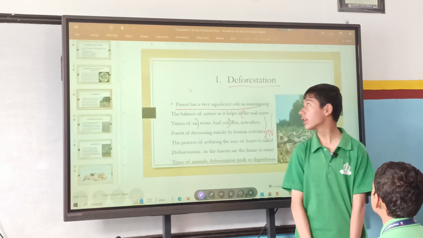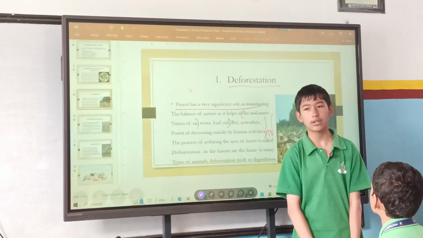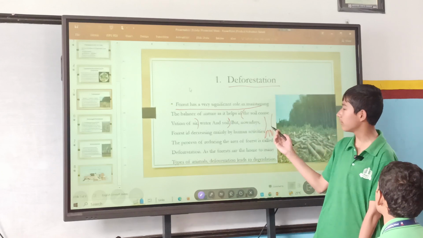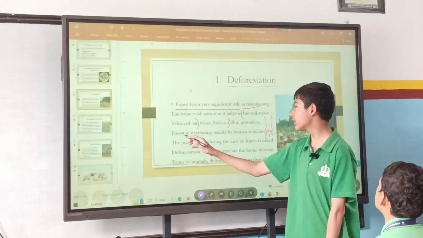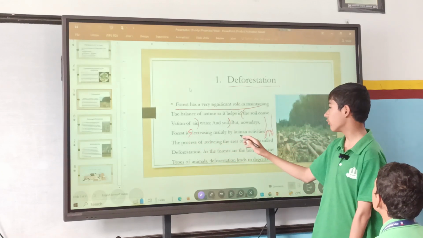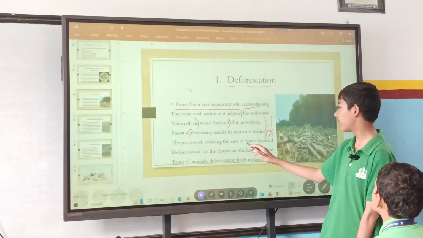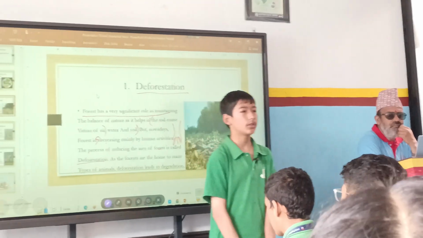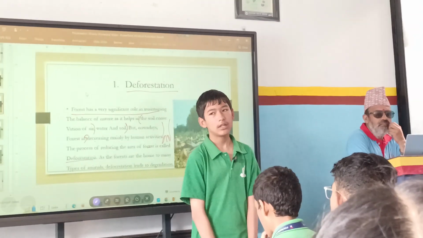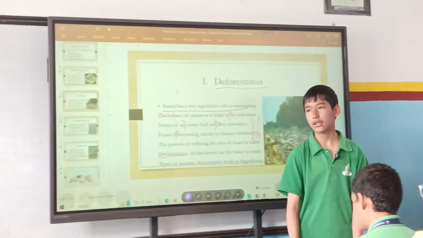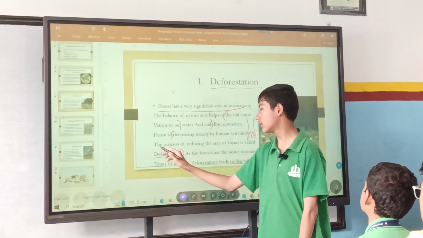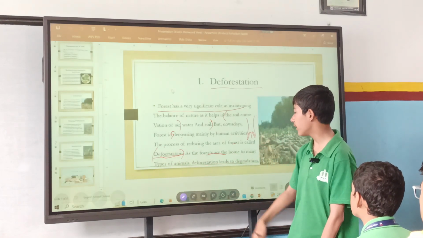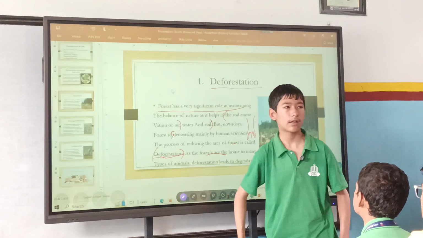Nowadays we can see that a lot of trees are being cut frequently, which is the main reason for landslide. Nowadays forest is decreasing mainly by human activities. The process of reducing the area of forest is called deforestation. As I said before, we have a lot of forest and natural resources in our country, but the people living in it are cutting the trees and forests, which is called deforestation. As the forests are the home to many types of animals, deforestation leads to degradation of the biodiversity.